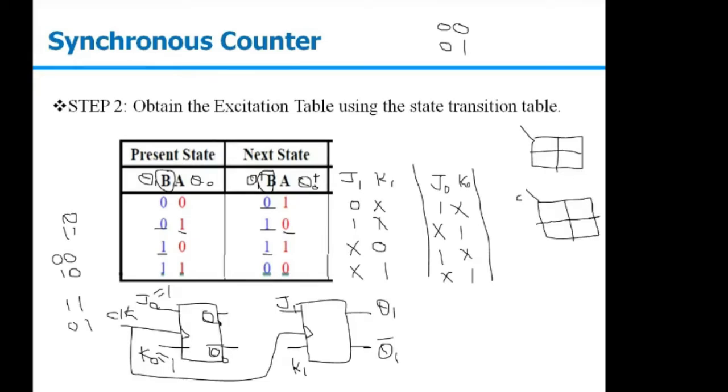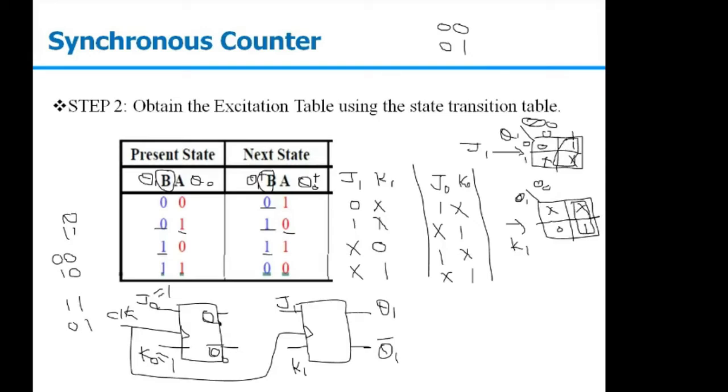So here I will be having Q1, Q naught, Q1 and Q naught, 0 1 0 1. So this is for J1 and this I am making for K1. Put the value for J1: 0 1 X X. K1 is X X 0 1. So when we do the pairing, this will be the pairing in this case, and here this will be the pairing.